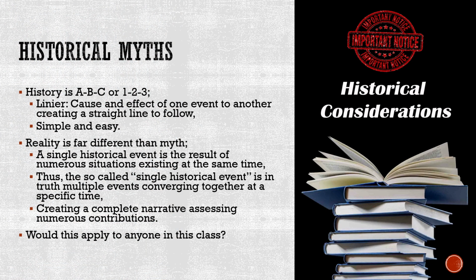So let's take a look at some historical myths. Now, the first myth is that history is linear, A, B, C, or 1, 2, 3. That there's a cause and effect of one event to another, creating a straight line to follow. In short, a very simple and easy way of looking at the world around us.